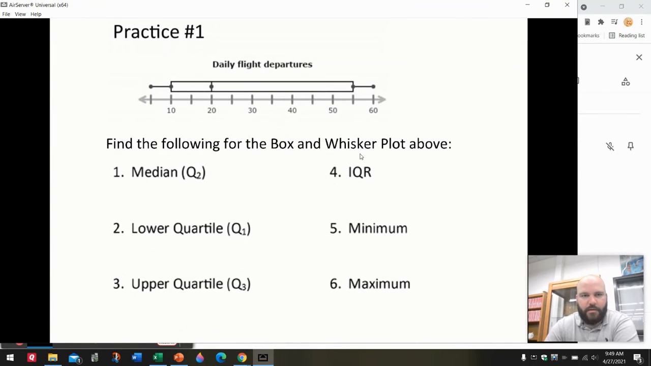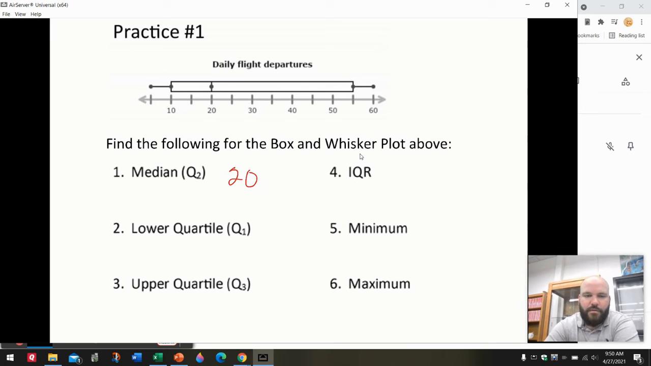So here is a particular box and whisker plot, and this is a box and whisker plot of daily flight departures. It says find the following for the box and whisker plot above. First, they want you to identify the median. The median is going to be the middle number, and it will occur at the point that is somewhere inside the box. So in this case, the median is right there. Our median value would be 20.